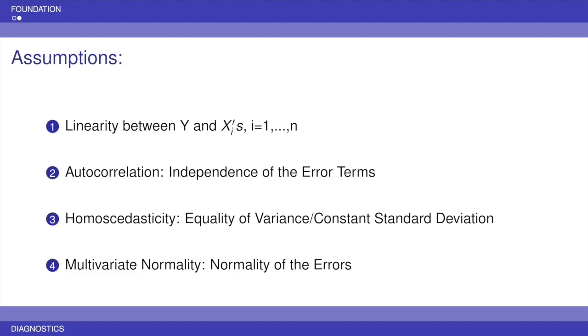First, linearity. Here, we check for a linear relationship of the outcome variable and the independent variable. As for our data set, our independent variable x is MPG. Second, autocorrelation. This assumption checks for the independence of the error terms. Third, homoscedasticity, also known as the test of equal variances. And lastly, multivariate normality, that checks for the normality of the error terms.